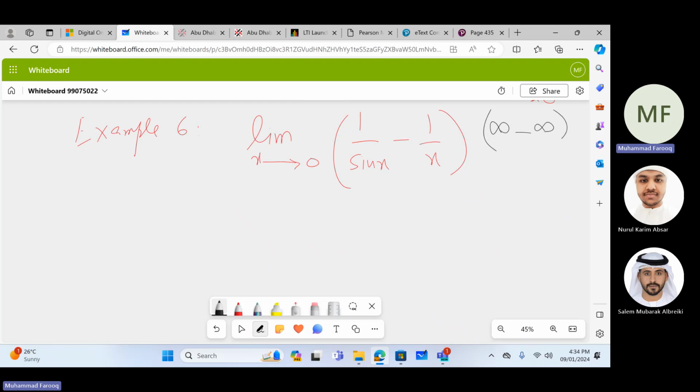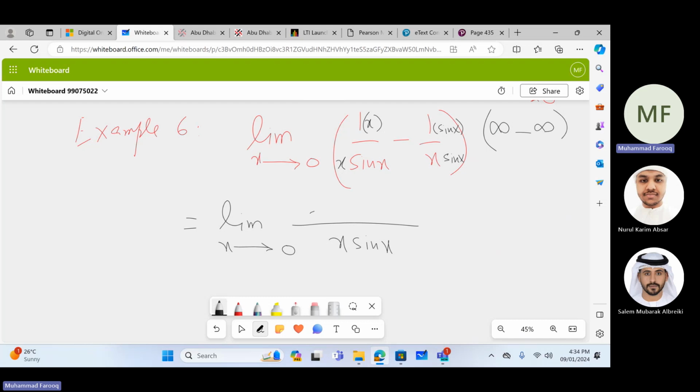we need a numerator and denominator. Please make the numerator and denominator for this question. I think we have no other option. First of all, make a common denominator. This part should be multiplied by x, up and down, and this part should be multiplied by sine x, numerator and denominator as well. With the common denominator technique, we now get the same common denominator.